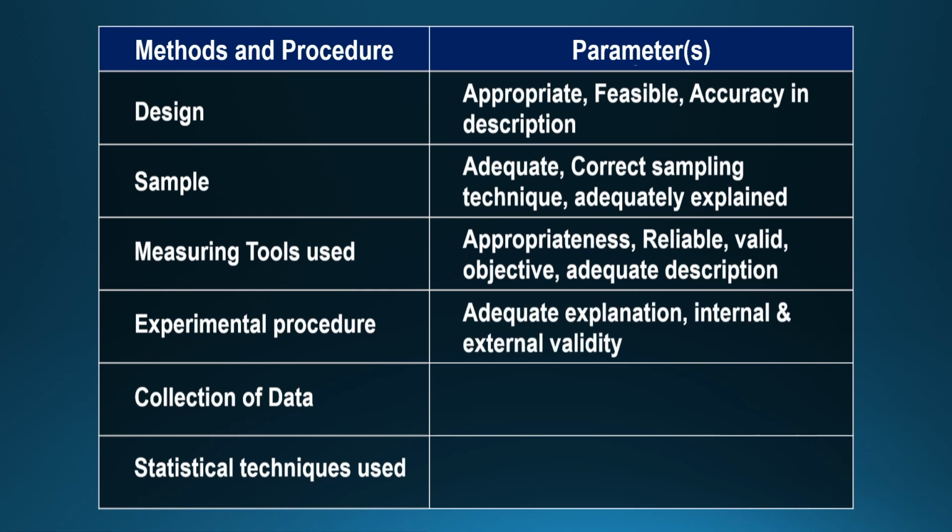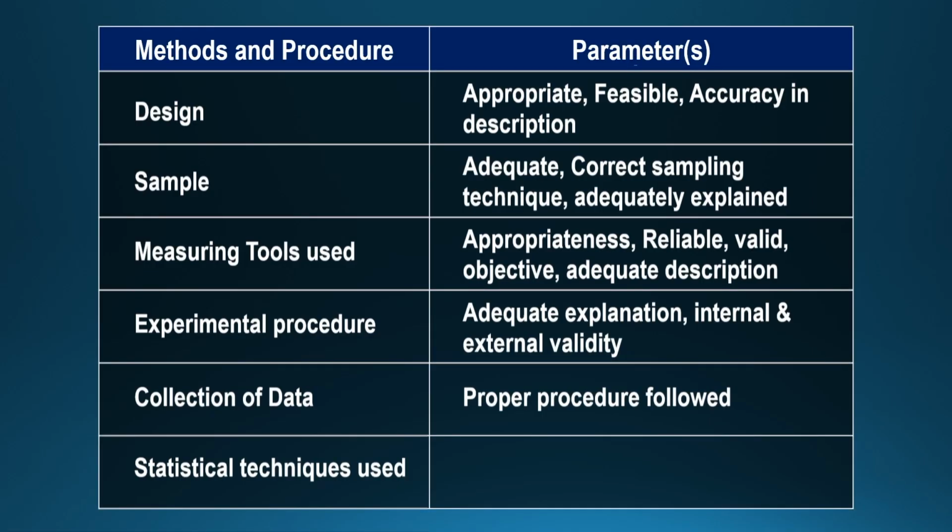Experimental studies include in detail the experimental procedure, so it needs to be evaluated with respect to the adequacy of explanation and the internal and external validity, whether that has been taken care of in the experimental study, what parameters or the variables were controlled, how extraneous variables were controlled, how long the treatment was given to the experimental group, and so on. Collection of data, whether the procedure was followed as specified or not, or whether the procedure was appropriate to the kind of tools which have been used in the study or not.